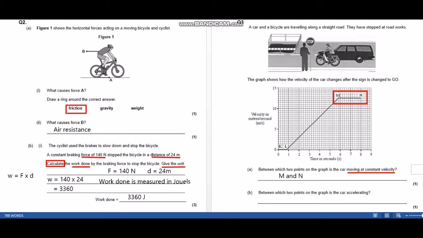Between which 2 points on the graph is the car accelerating? So if it's accelerating, it means its velocity must be changing. Now, in between L and M, we see it increases from 0 all the way up to what looks like about 12.5 meters per second. So between L and M, we can say that the car is accelerating.